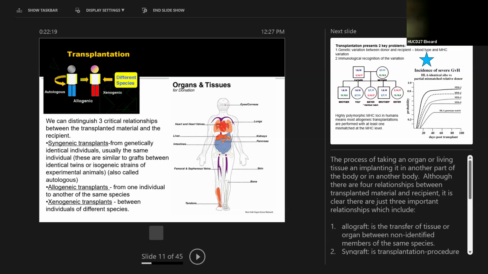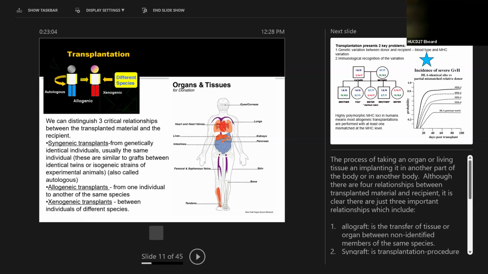So that's between individuals of different species. You can take the heart from a pig and they try to put it into a human, right? So that's what we call a xenogeneic transplant or xenograft in general. If you're taking a tumor out and then you subcutaneously plant it up under the skin of a mouse, we call those xenografts. Okay. So these relationships are really critical.